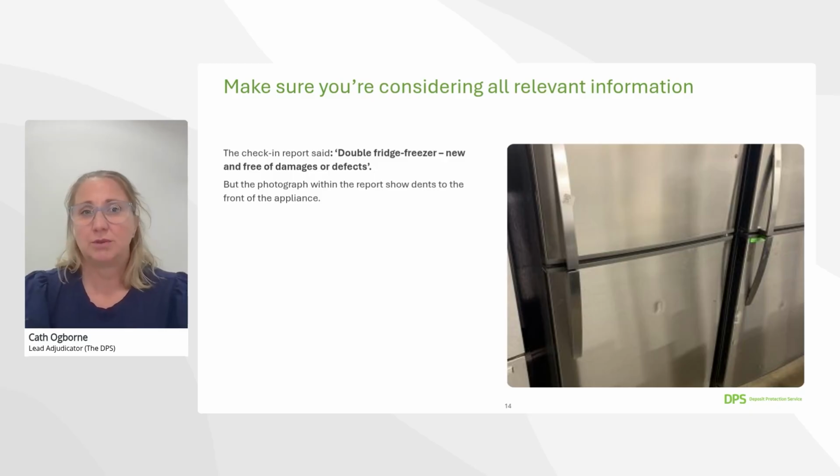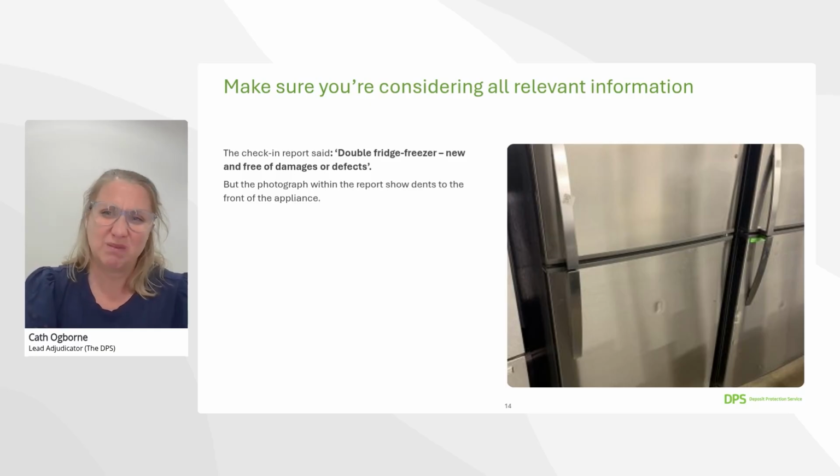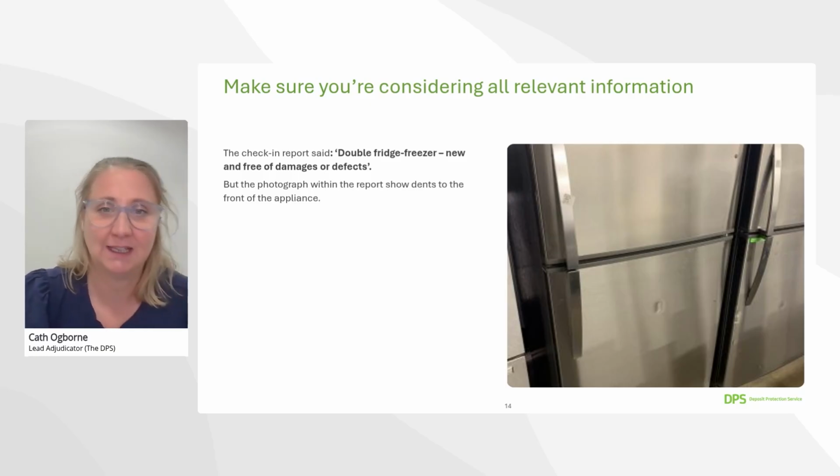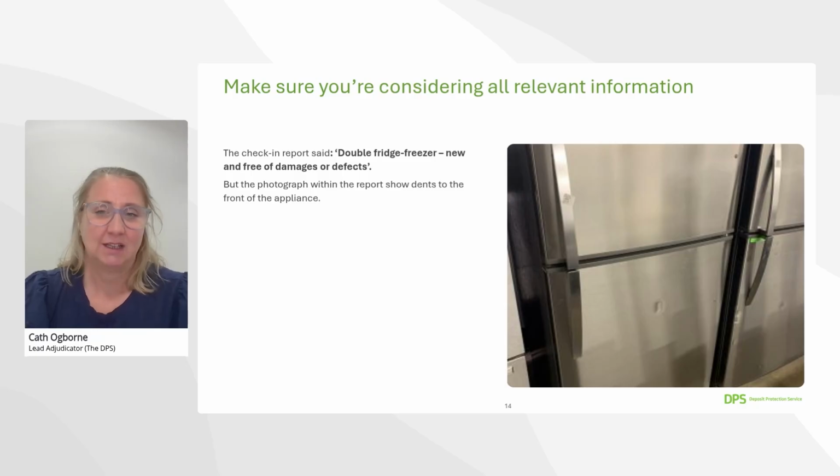And this is another example where we had a comment in the check-in report that recorded the double fridge freezer as new condition, free of any damages or defects. But again, the photograph within the actual check-in report itself showed something quite different from what the comments were saying. This is actually showing that there are dents in here. This is going to bring into question for the adjudicator the reliability of that comment. This certainly wouldn't look like a new freezer to me. So really think about all of that information within that check-in report and in your case file there.